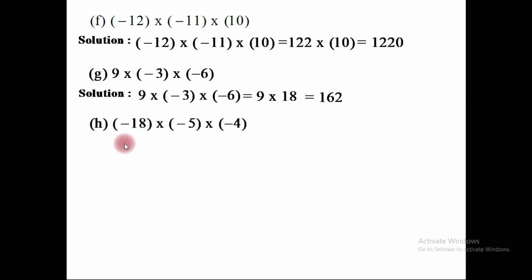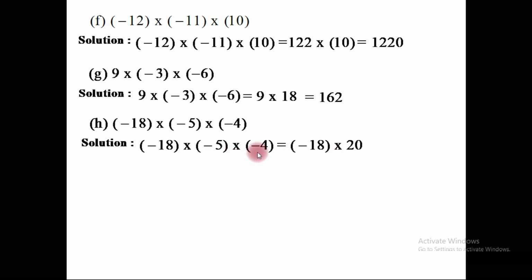Sub number H, minus 18 multiplied with minus 5, and again multiplied with minus 4. Here minus 5 and minus 4 will be multiplied first. Minus 5 and minus 4 multiply. Minus and minus multiply becomes plus. 5 4s are 20, which is again multiplied with minus 18. Here minus and plus multiply becomes minus. Opposite sign multiply becomes minus. 18 into 20 is 360.